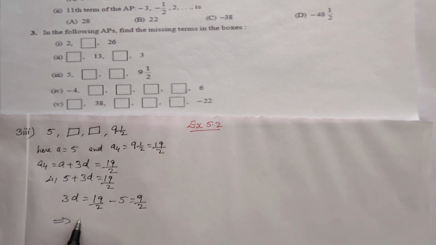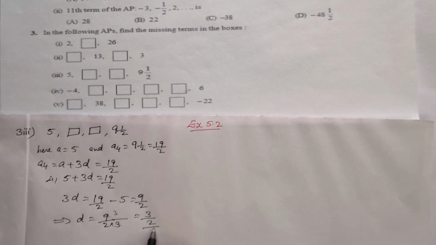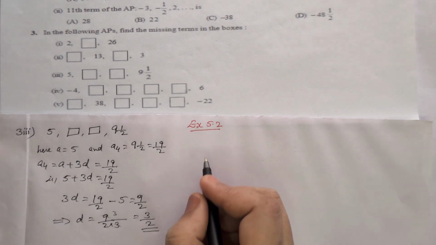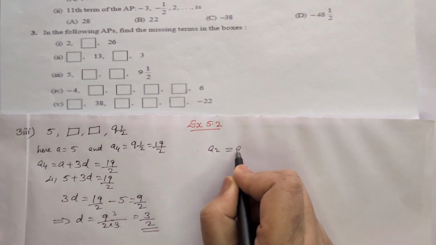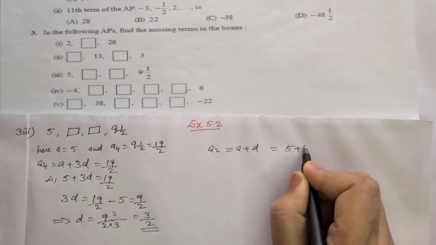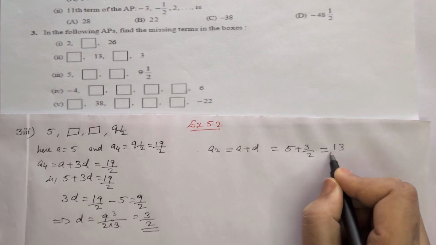Again, 3d is 9 by 2, then d is equal to 9 by 2 and this 3 will go down, so it will come as 3 by 2. Now here we are getting d = 3 by 2. Then from that we have to find the second and third terms. Then a2. a2 = a + d, which means a is 5, 5 + 3 by 2, which is equal to (10 + 3) by 2, 13 by 2.